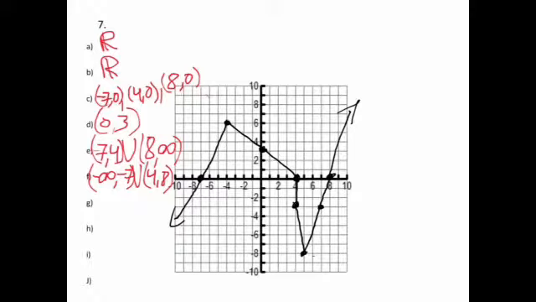The next one is asking where is it increasing. Well, we have this section and this section. So this left one starts at negative infinity. It goes until it reaches this x value of negative 4.